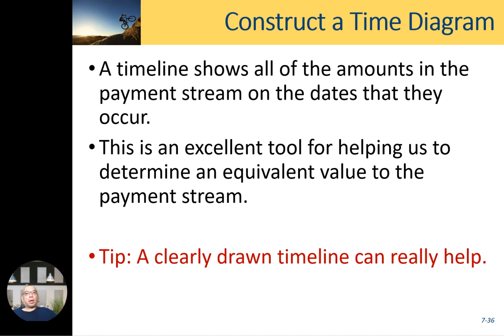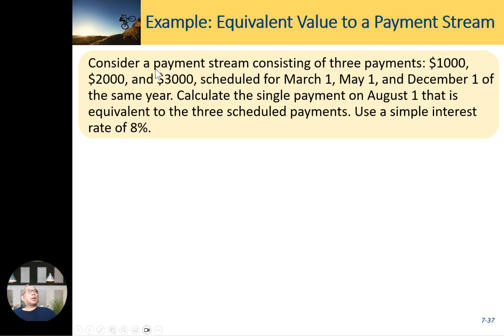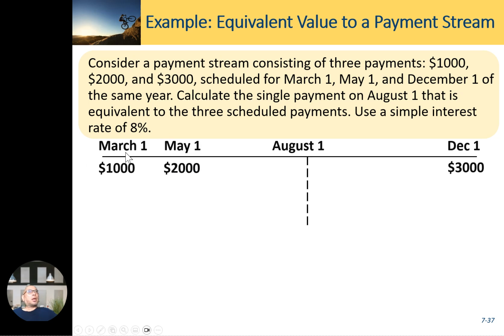Okay, we're going to look at this step by step. Here is another example. Consider a payment stream consisting of three payments: $1,000, $2,000, and $3,000 on March 1, May 1, and December 1 of the same year. Calculate the single payment on August 1 that is equivalent to the three scheduled payments. Use a simple interest rate of 8%. So we're going to draw a timeline: March 1, $1,000; May 1, $2,000; August 1 is the question mark.